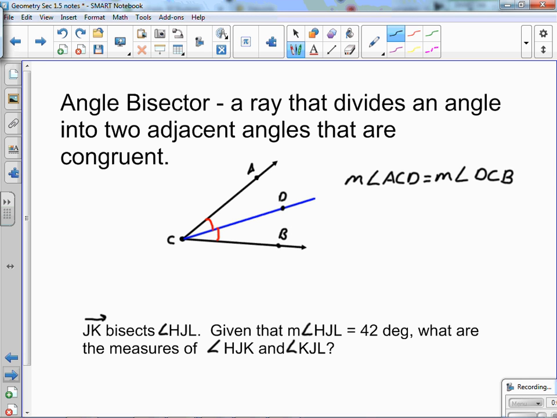Alright, so angle bisector, kind of like segment bisector, except it's in an angle. A ray that divides an angle into two adjacent angles that are congruent. So adjacent angles are side by side. So a ray is going to split one angle into two angles that are side by side, and they're congruent. They're the same measure. So we have angle ACB, and if ray CD is a bisector of that angle, then that creates two congruent angles, angle ACD and angle DCB. So those two angles are congruent.